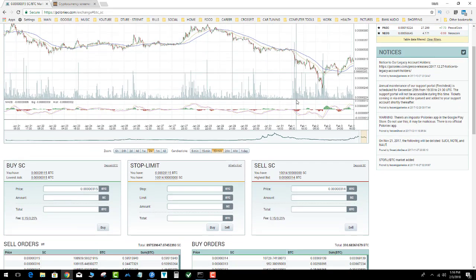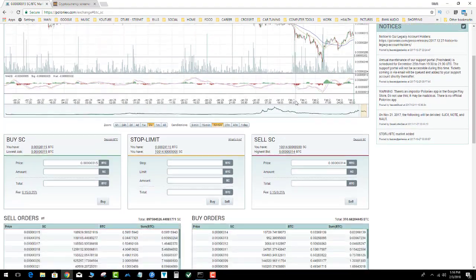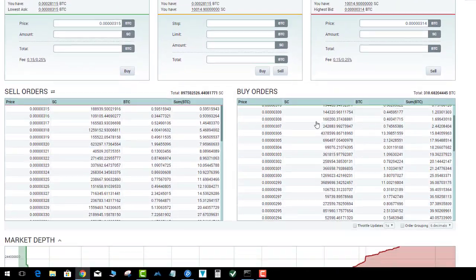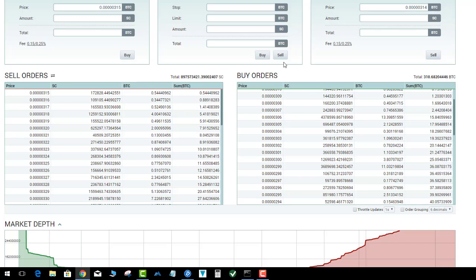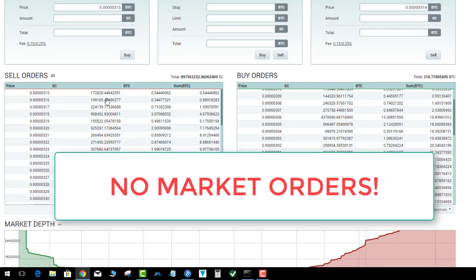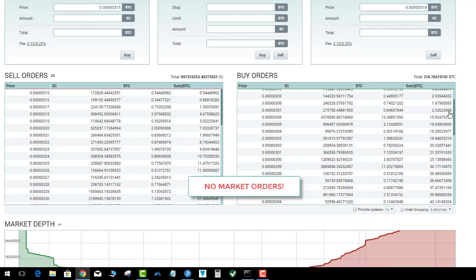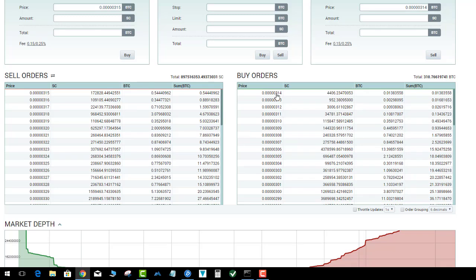Now here's an important thing. You have your buy and sell boxes, and then you have your buy and sell orders. The buy orders are people wanting to buy the SIA coin. The sell orders are the side where people want to sell SIA. The one caveat that I do not like about POLONIEX is the fact that they do not support market orders. This can be frustrating on a fast moving coin. As you can see here on the buy orders and the sell orders, it's always shifting.